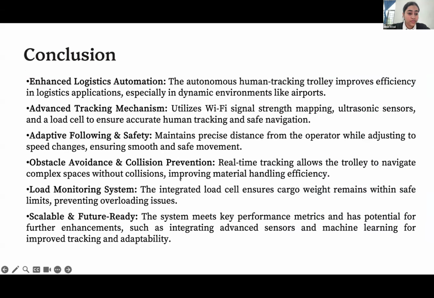Now, the conclusion. We have enhanced logistic automation. That is the need of the research. Also, advanced tracking mechanism, adaptive following and safety, the obstacle avoidance and collision, load monitoring system, and the scalability and future readiness. This device can be used in airports, also in shopping areas and in hospitals also.